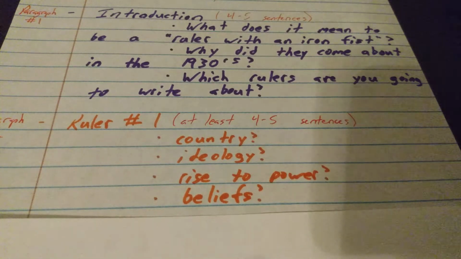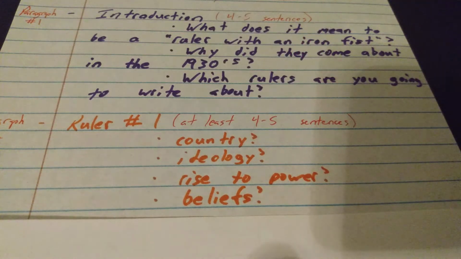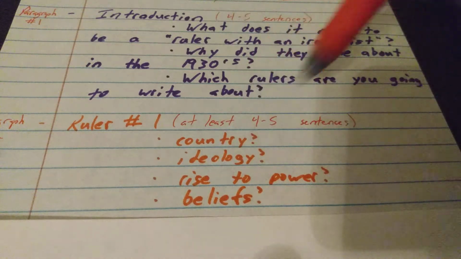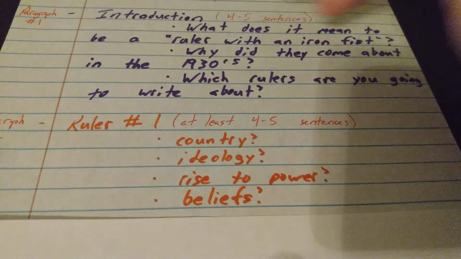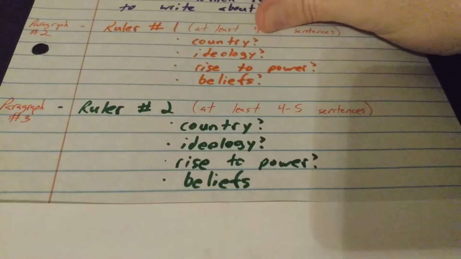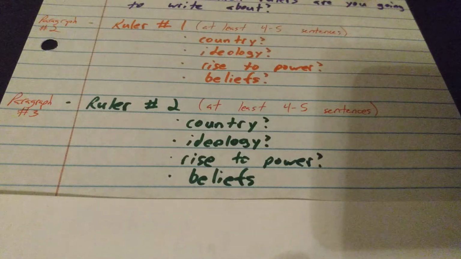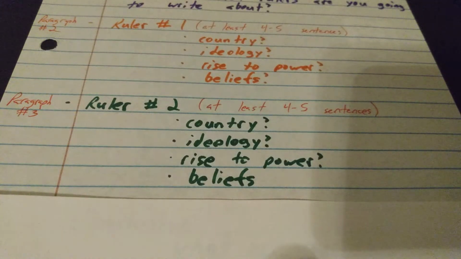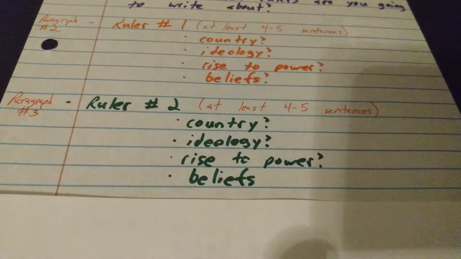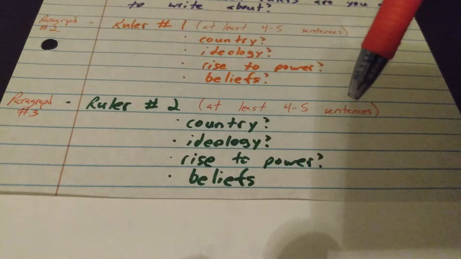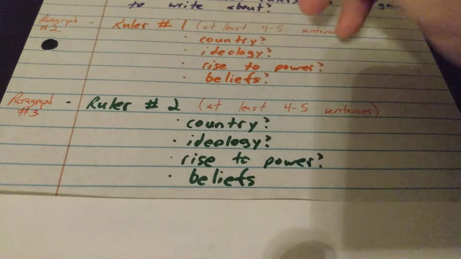You should be able to write a good 4 to 5 sentences about these things. There are 4 questions, so you should be able to write at least 4 to 5 sentences. Then you're just going to do the same thing with ruler number 2. When you write this, you're only going to write about 2 rulers. Don't write 3, don't write 4, just 2. You're just going to answer these questions in complete sentences: country, ideology, rise to power, and their beliefs.